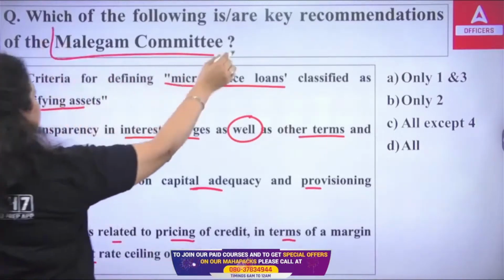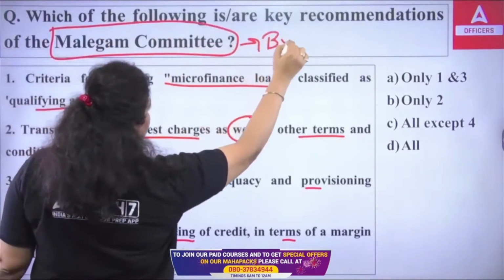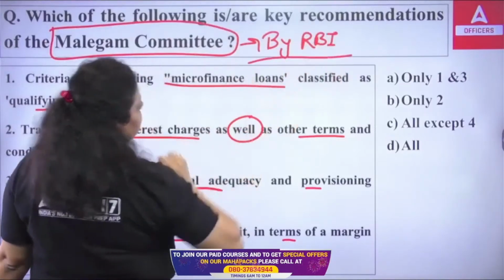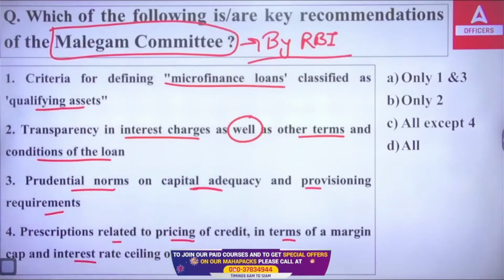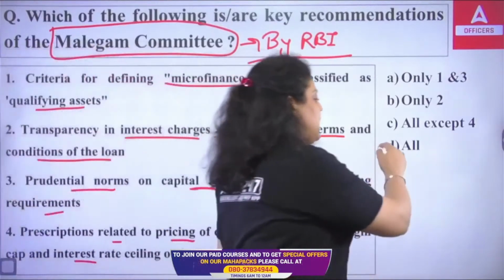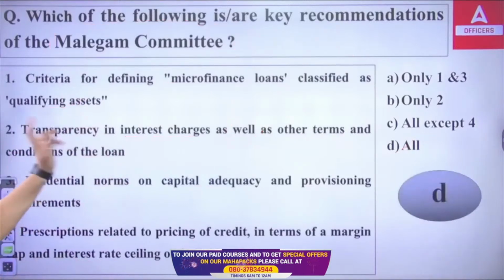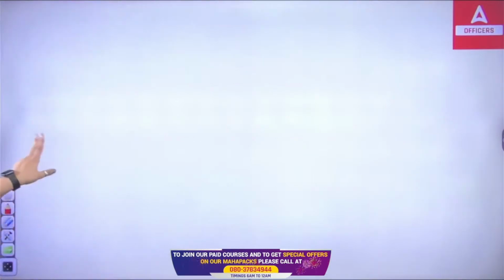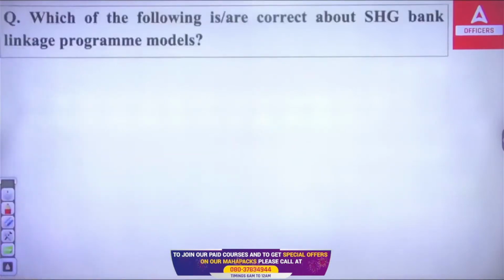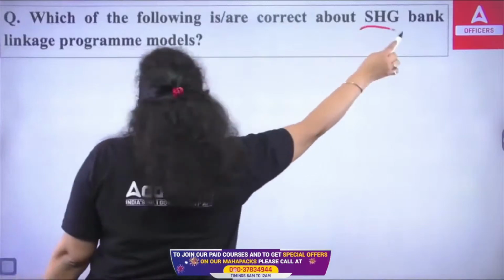So this Malegam committee was formed by RBI. It was formed by whom? RBI. And this committee has given certain recommendations to us. Which of the following is the key recommendation of this committee? The right answer is all are recommendations. All recommendations have been given by this committee. This committee actually gave around 7 to 8 recommendations to make the banking and financial system more proper. But here we have 4 statements, and all are covered under the Malegam committee. Right answer is D.